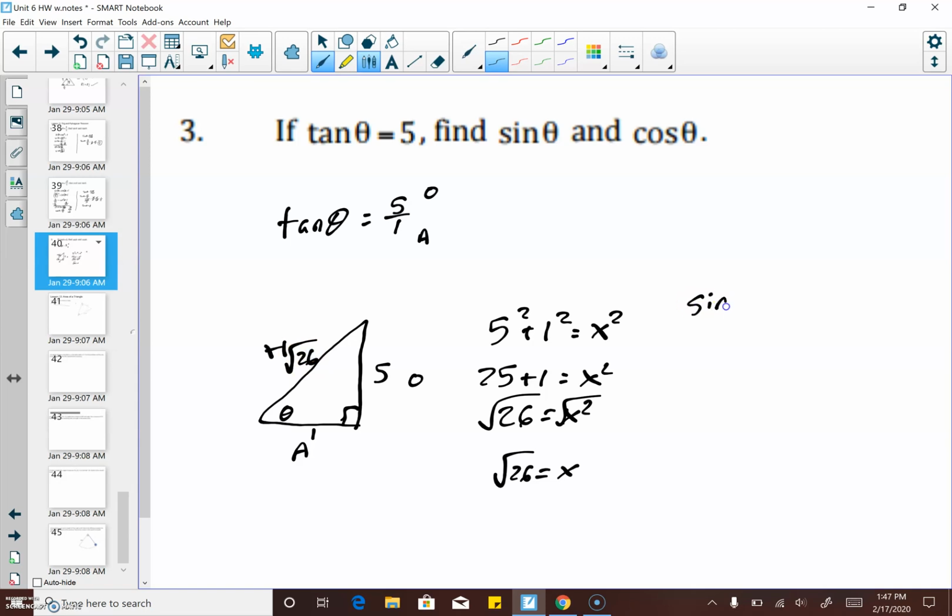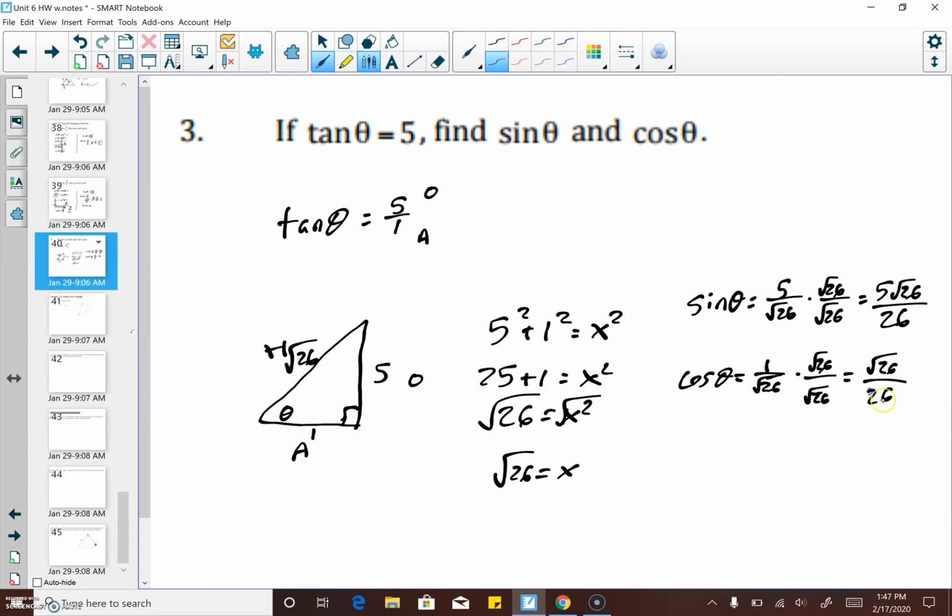Now we can figure out our sine, which is opposite over hypotenuse. We're going to rationalize here, so we'll multiply both top and bottom by the square root of 26. And we get 5 square root 26 over 26. And then for our cosine, we're going to have 1 over the square root of 26, adjacent over hypotenuse. Again, we'll rationalize here, and we end up with the square root of 26 over 26. You can put the 1 out in front, but you don't have to.